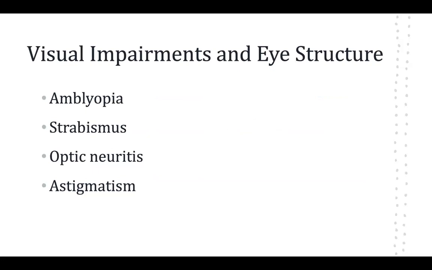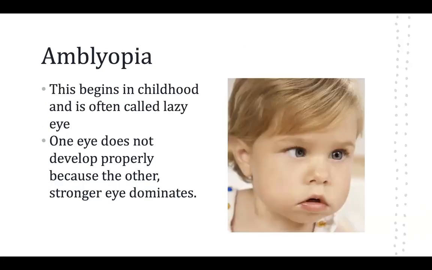With visual impairments in eye structure, we're going to talk about each of these different types on the next slides, and how, again, different things can impact our eye and our vision. The first one is amblyopia, which is when a child has what's commonly known as a lazy eye, where one eye does not develop properly because the other eye is stronger and causes this eye dominance. And so what may happen is that the other eye has difficulty tracking or staying on track with the stronger eye, and it causes what people commonly call a lazy eye, but that's amblyopia.